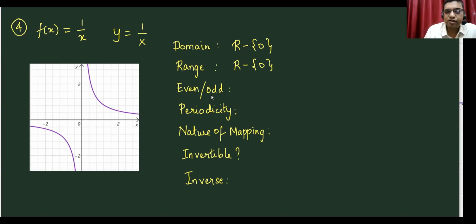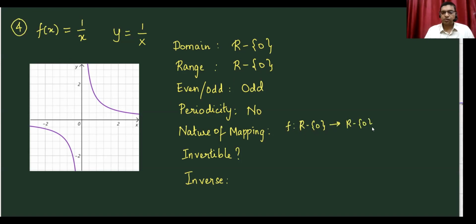Is it even or odd function? Odd. Very good. It's an odd function. Periodic? No. It's only one period, so you can't call it periodic. The function is R minus 0 to R minus 0. This is the definition of the function. So nature of the mapping: one to one. Very good. And it is onto. Invertible. So it is bijective. It is a bijective function.